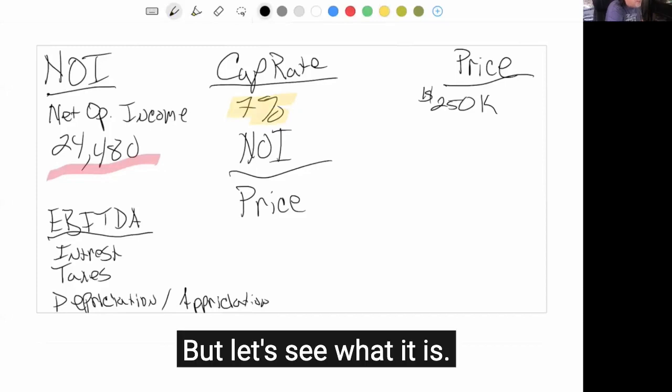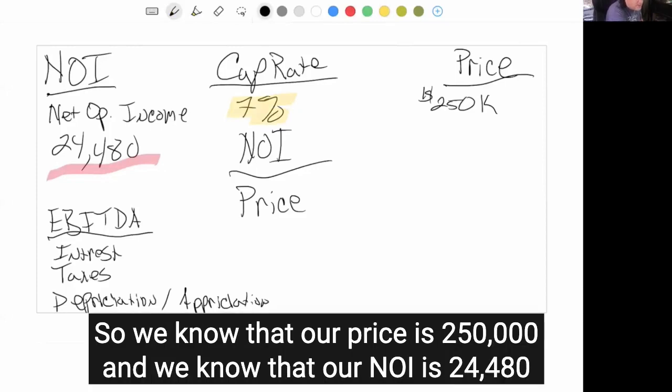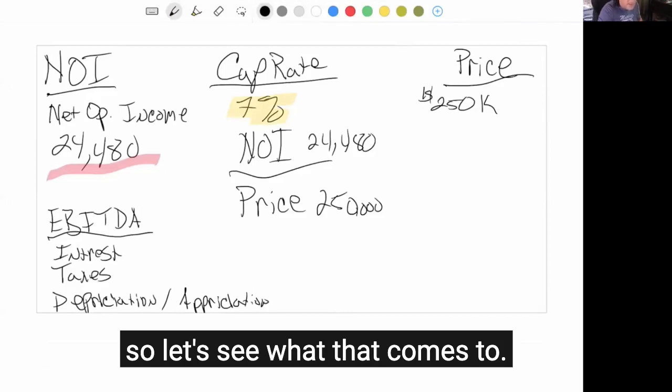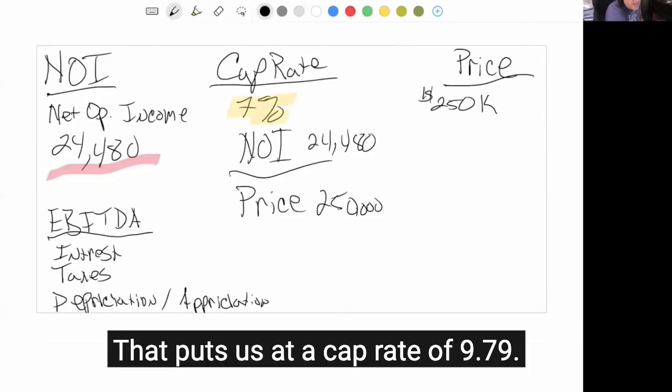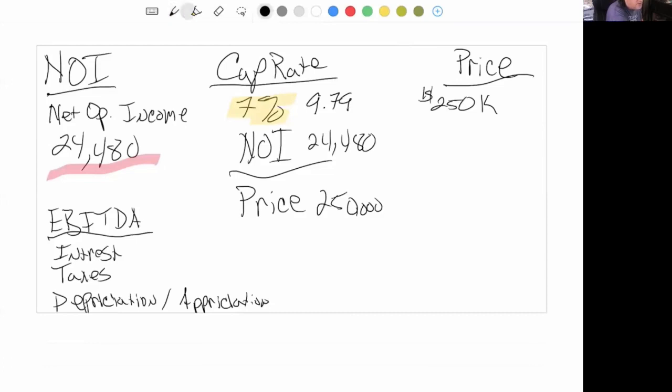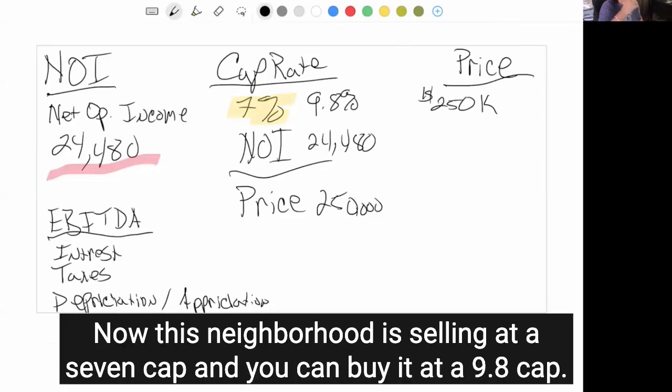But let's see what it is. So we know that our price is $250,000. And we know that our NOI is $24,480. So let's see what that comes to. That puts us at a cap rate of 9.79. Let's just call it 9.8%. Now this neighborhood is selling at a 7 cap, and you can buy it at a 9.8 cap.